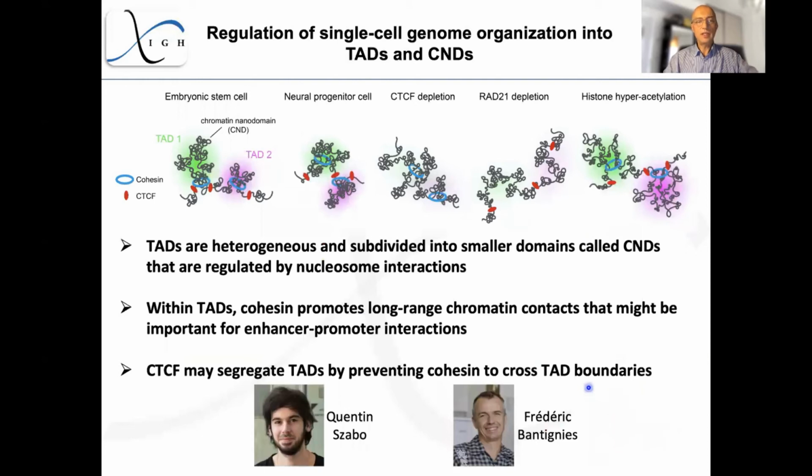And to recapitulate, TADs are heterogeneous and subdivided into smaller domains that we call CNDs that are regulated by chromosome interactions. Within TADs, cohesin promotes long-range chromatin contacts that might be important for enhancer promoter interactions. And CTCF may segregate TADs by preventing cohesin to cross TAD boundaries.